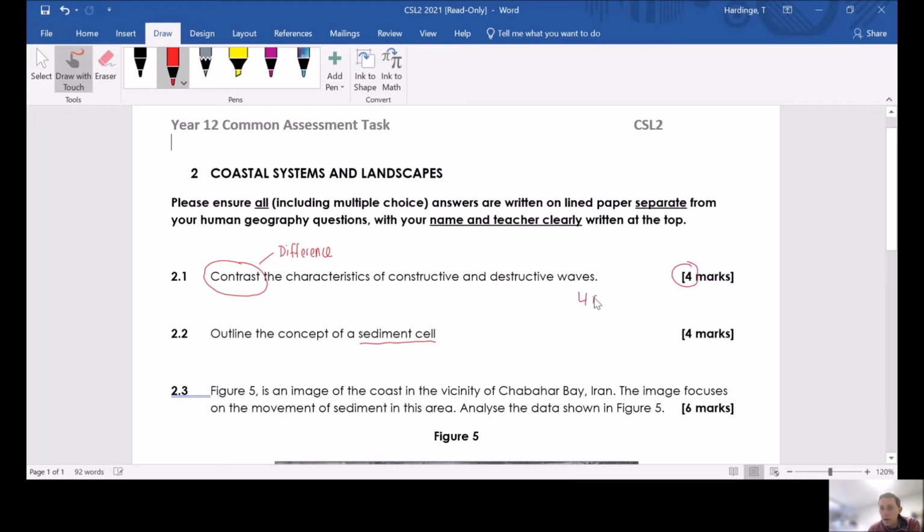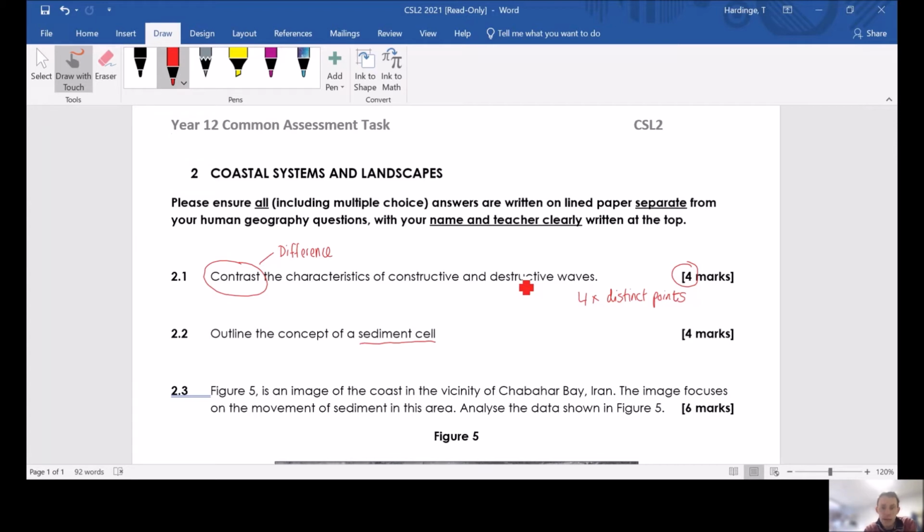making 4 distinct points. So in the case of constructive and destructive waves, that might be 4 differences between them, making sure that they're nice and specific, maybe with some numbers or some evidence in there. And the same with sediment cells, you want to make sure that you are giving me 4 nice, clear, distinct ideas about what a sediment cell is and how they work.